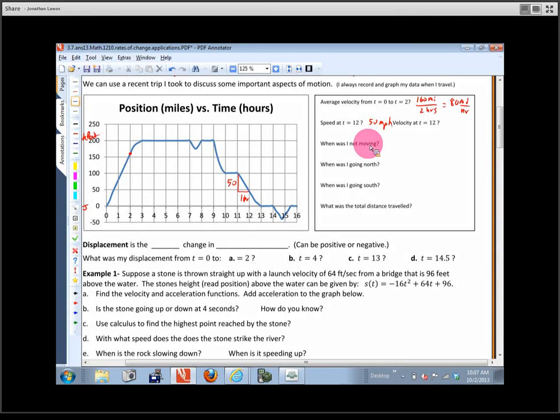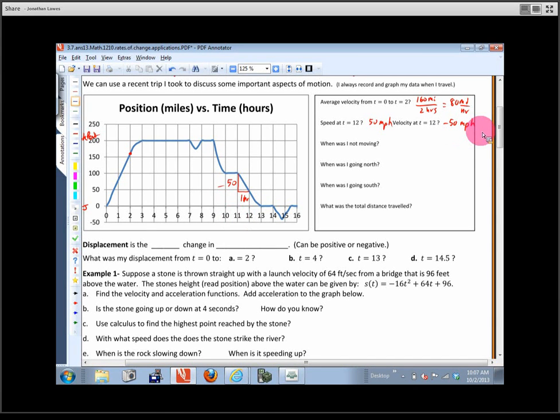If I change that question slightly and I say what is my velocity at t equals 12, what would the answer be then? Then it would be negative 50 because I was going south. South in this frame of reference is in the negative direction. So my rise would be negative 50. My run would be 1 hour. So negative 50 miles over 1 hour. So that's going to be negative 50 miles per hour.